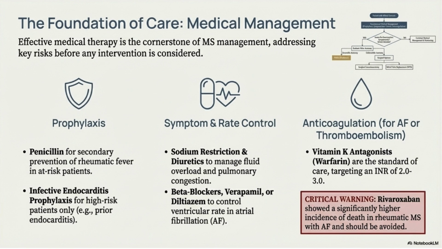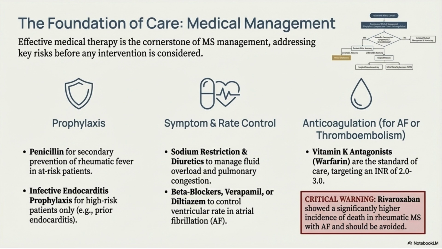So, unlike most other forms of AFib, rheumatic MS demands the use of the older anticoagulants. Absolutely. So the sources are crystal clear on this. A vitamin K antagonist remains the recommended therapy. The novel anticoagulants are simply not proven to be safe or effective in this specific high-risk population where the valve itself is often the source of turbulence and clot formation.